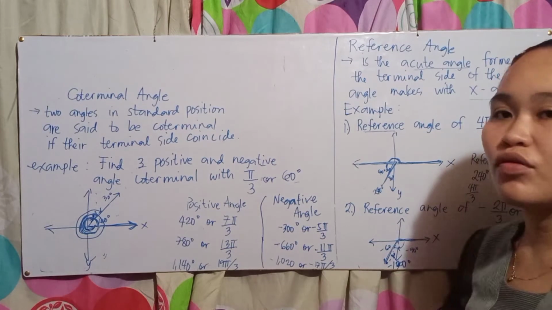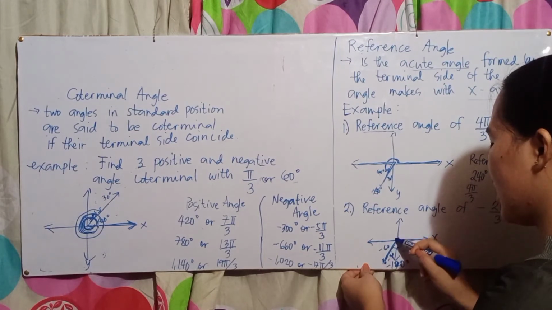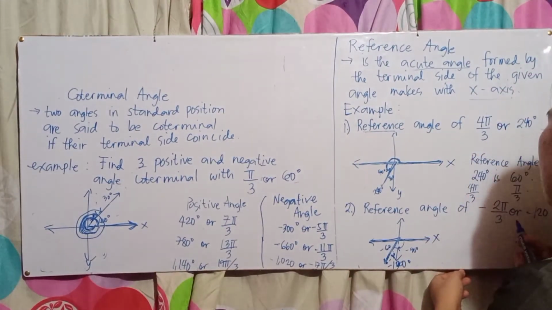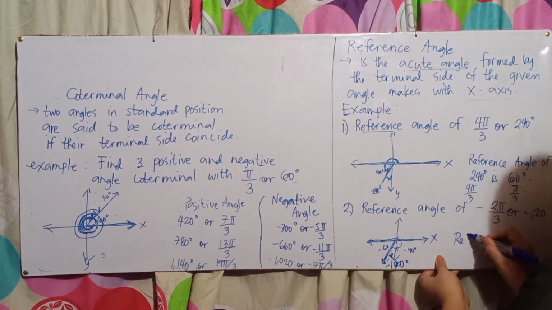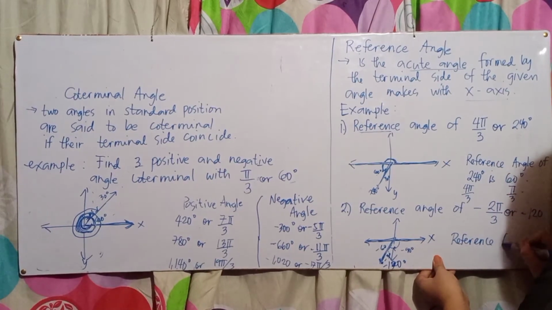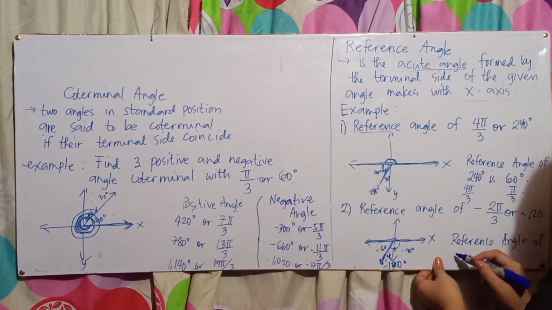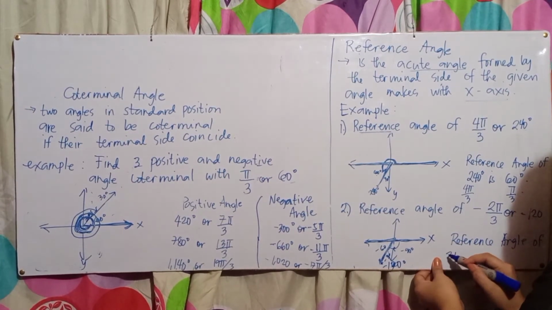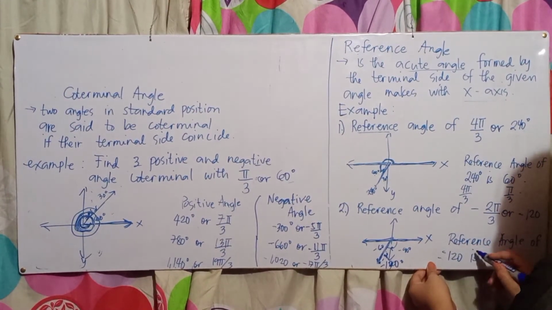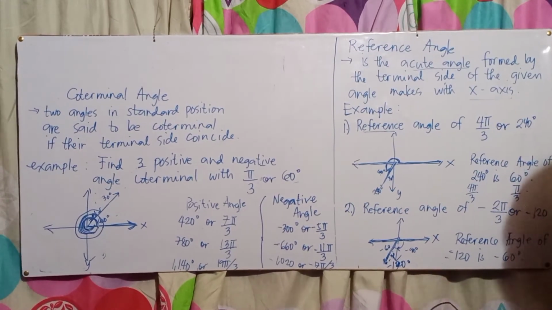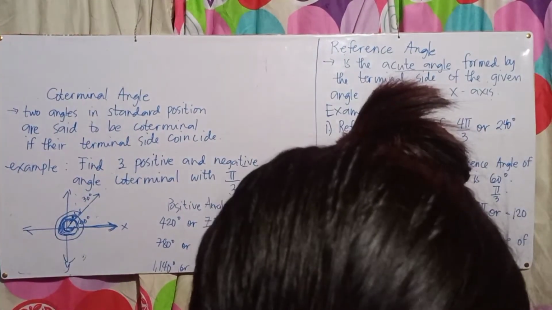So, ang reference angle katong acute angle na duol sa x-axis. So, mao man ni kana. So, therefore, negative 60. So, the reference angle of negative 120 is negative 60 degrees. So, negative 60. Okay, next example.